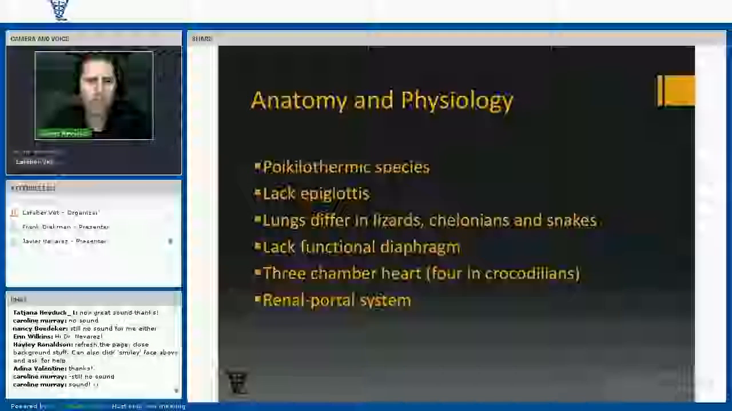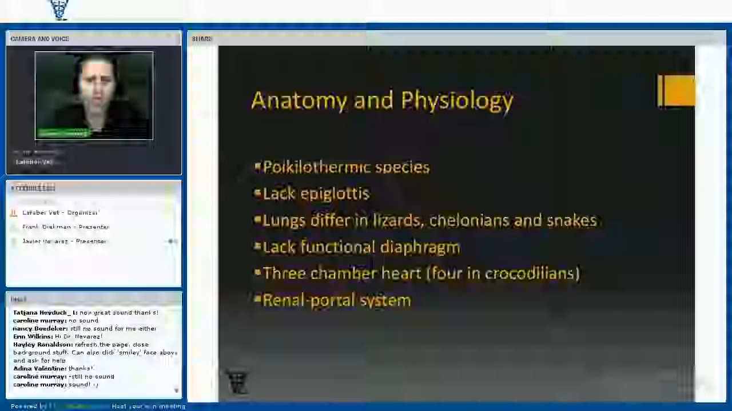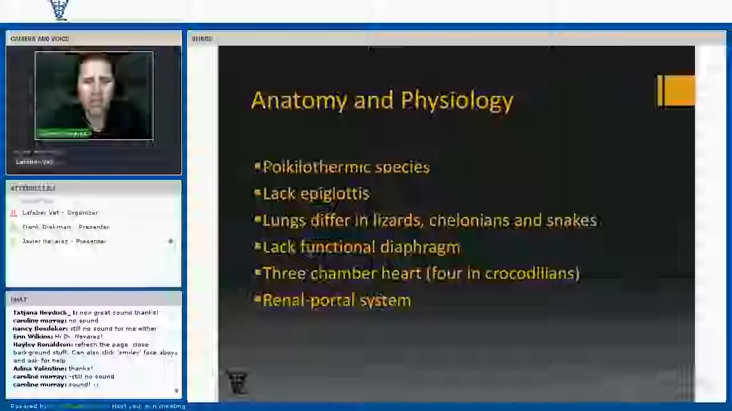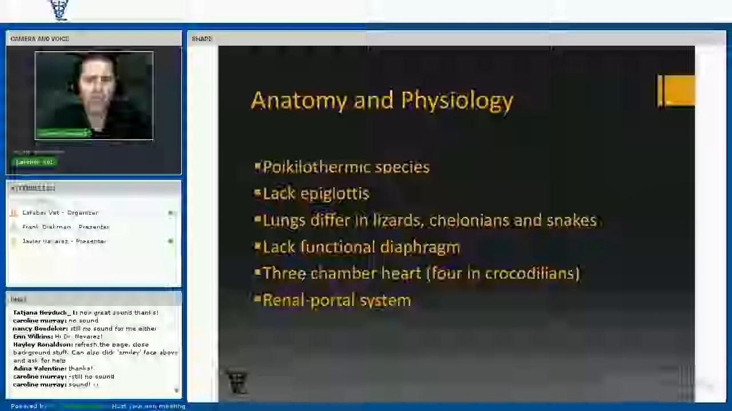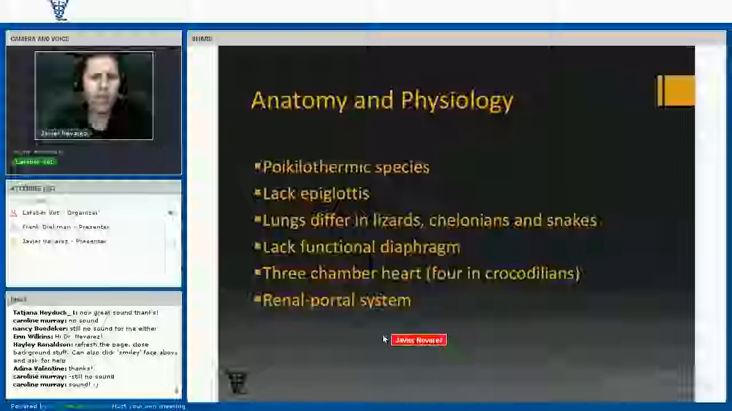So that's something really important to keep in mind, that they have this capability for right to left shunting. And that is the reason that I never, ever rely on gas anesthesia in reptiles alone, unless you're doing something for a quick tranquilization or sedation. But especially anything that's going to be a painful procedure or some invasive procedure, don't rely on gas anesthesia alone.